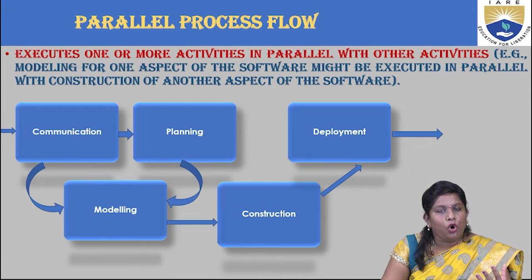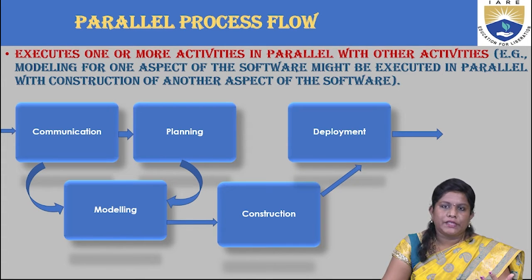So let us look into the definition of it. It executes one or more activities in parallel with other activities. For example, modeling one aspect of the software might be executed in parallel with construction of another aspect of the software. So as I told you, when you enter the communication phase, you gather the requirements and then plan it. These two operations are parallelly in active stage, moving to the modeling. Once the modeling is completed, that is, designing that particular model, you move to get the code and then get the end product. That is the deployment.